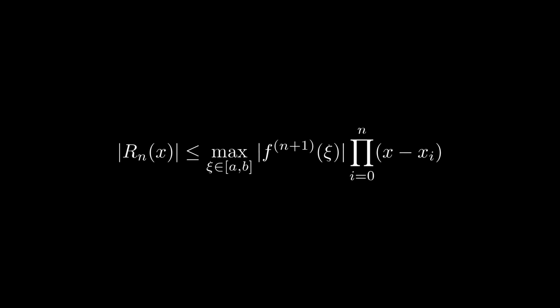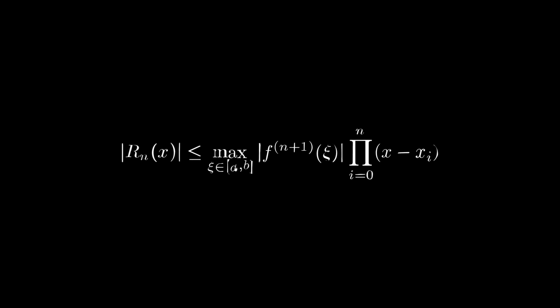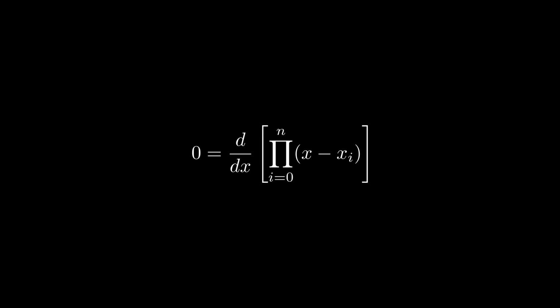If the maximum value of psi happens to be known in the interval, then the maximum error can be found. This can be done by differentiating the polynomial from the product, setting it equal to 0, and solving for x. Any roots found can then be plugged back into the remainder function to get the error at these points.